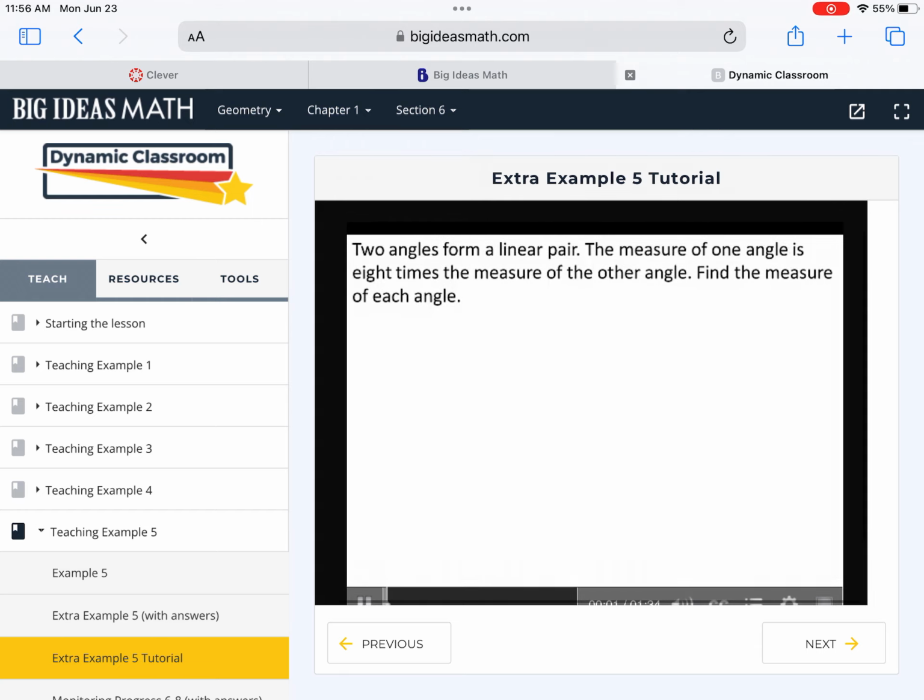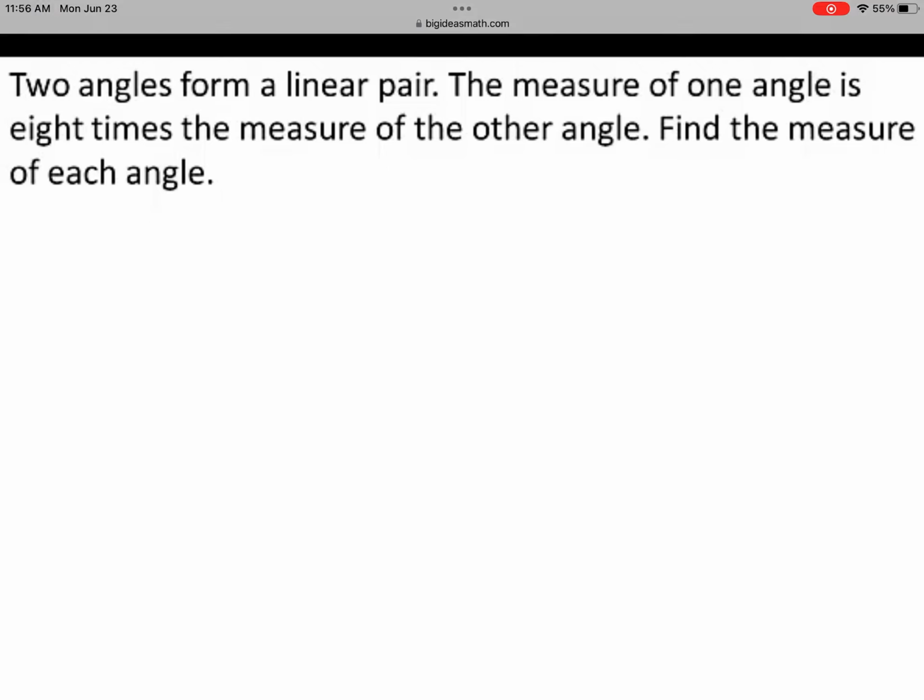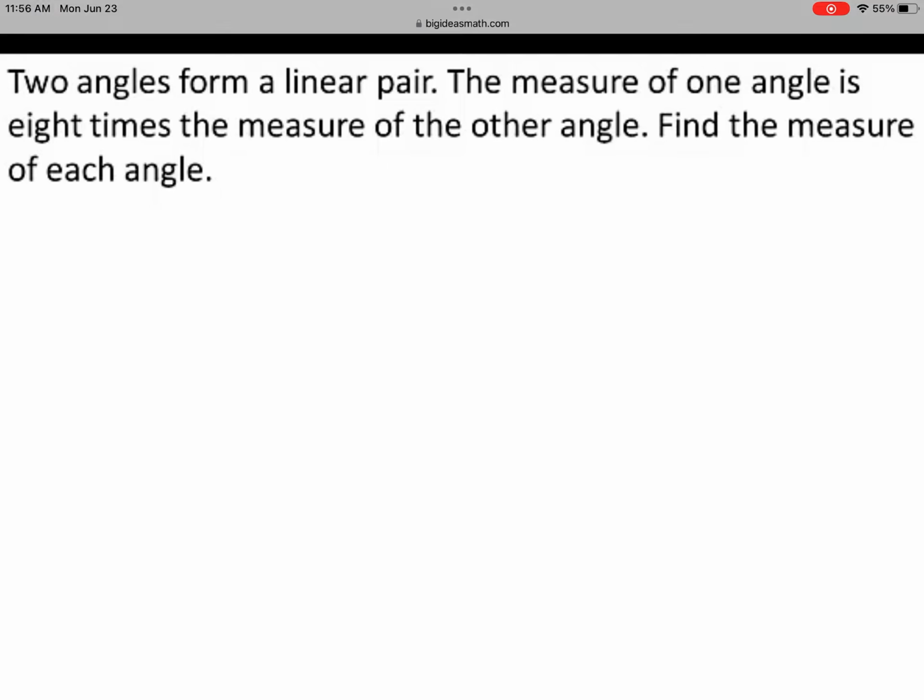Two angles form a linear pair. The measure of one angle is 8 times the measure of the other angle. Find the measure of each angle. To find the measure of each angle, first draw a diagram that illustrates this relationship.